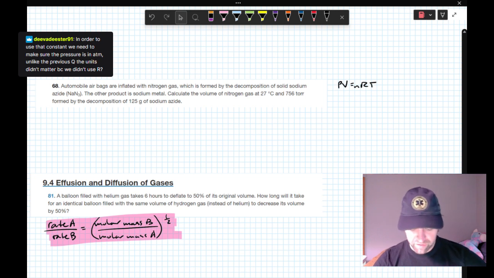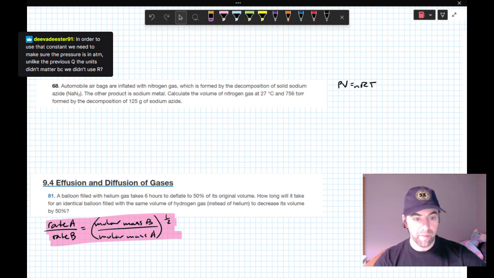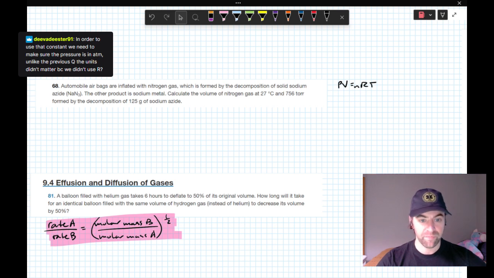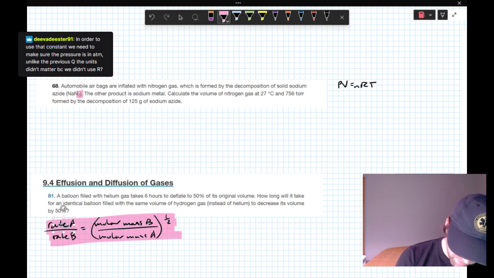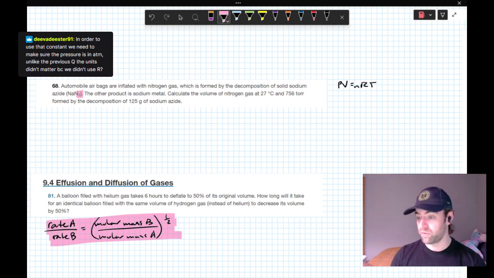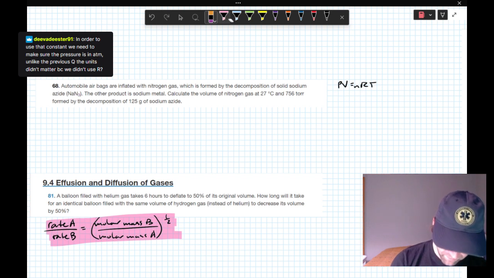Automobile airbags are inflated with nitrogen gas, which is formed by the decomposition of solid sodium azide. The other product is sodium metal. Calculate the volume of nitrogen gas at 27 degrees Celsius and 756 torr formed by the decomposition of 125 grams of sodium azide. So in that previous problem, we had a simple 2-to-1 ratio of oxygen to mercuric oxide. Here we've got 3 to 2. Remember that nitrogen is diatomic. That'll be important later.